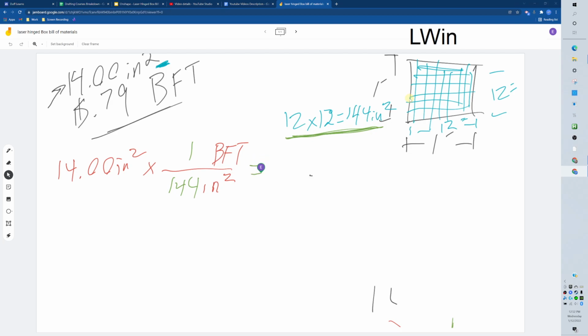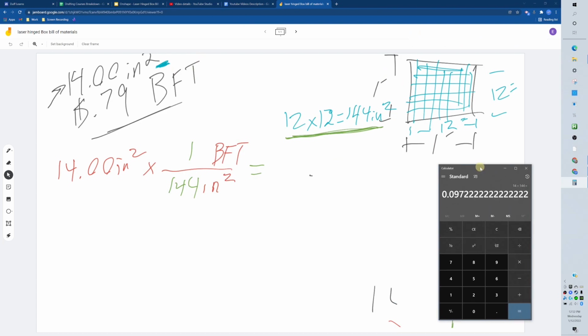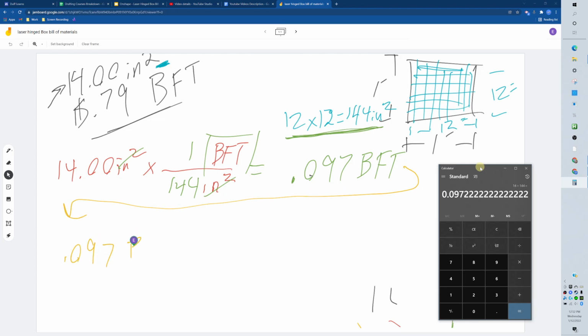So I'm going to put that in the calculator. Okay, let's get our calculator. We go 14 divided by 144, and we get 0.097. The question is, what unit? Well, we canceled out our inches squared, so we've got our board feet left right there. Now I'm going to take that number, running out of room, 0.097 board feet.